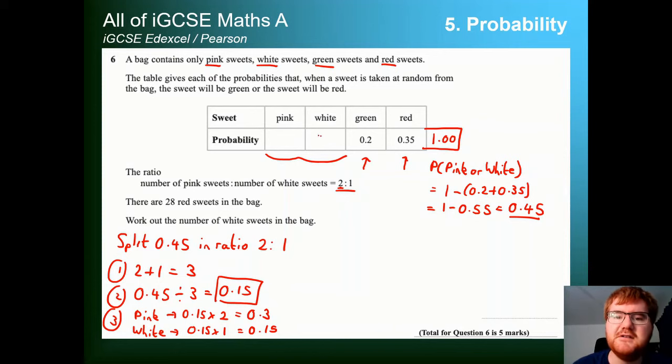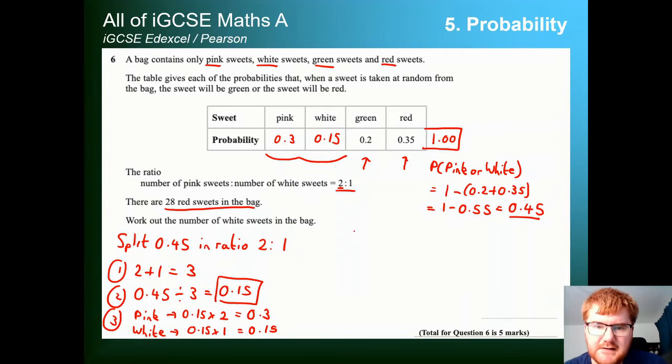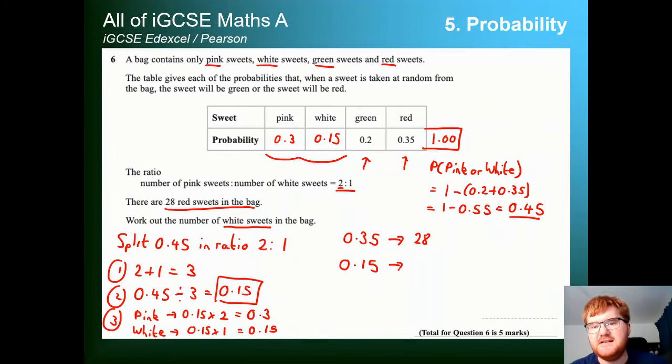So we can pop this now into our table. Notice you should always double check this. Do these two things add up to 0.45? Yes, they do. That's absolutely perfect. Now we've got a number of red sweets. So we have 28 red sweets in the bag. So 0.35 is then related to 28 red sweets. Now we want the number of white sweets here. That's in the question. So we want to work out 0.15 and how many sweets that is.